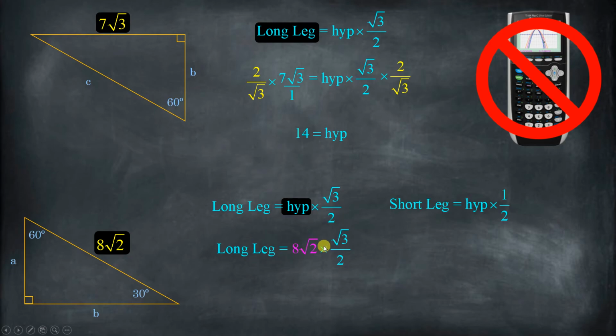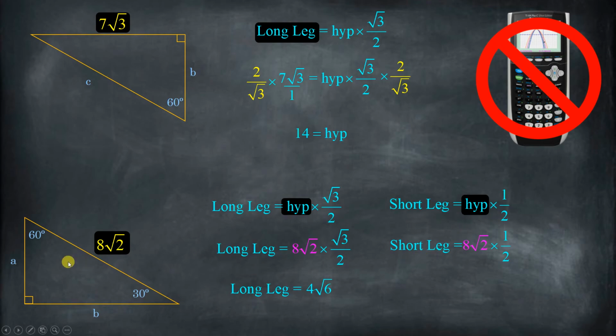Now we have to multiply these. Square root of 3 times the square root of 2 is square root of 6, and the 2 divides into the 8 to make 4, so our long leg is 4 root 6. Now let's do the same thing to find the short leg. We know the hypotenuse is 8 root 2.